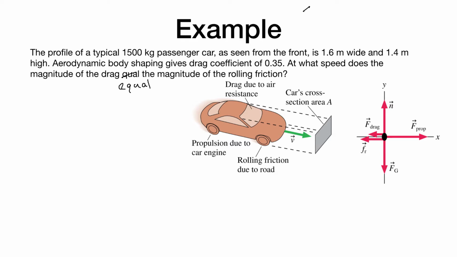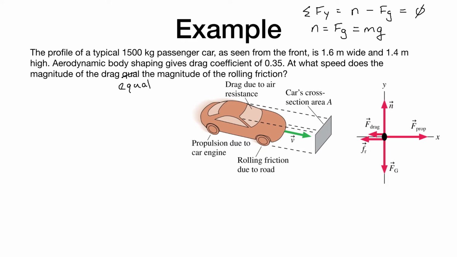Now, our sum of forces in the y direction we can see are the normal force minus the gravitational force. And since the car has no acceleration in the y direction, it's just driving along the road, we know that that's going to be 0. So our normal force equals the force of gravity, which is mg.